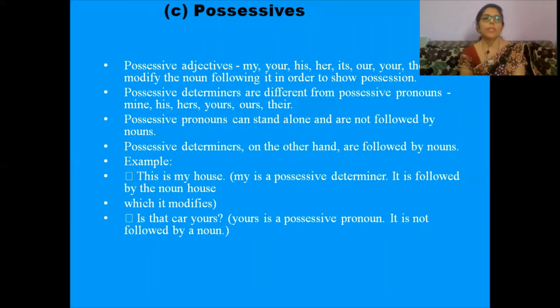It is followed by the noun house. So if we are using a determiner, then it will be followed by a noun which it modifies. So, is that car yours? Here, yours is a possessive pronoun and it is not followed by a noun. So this is the difference that you can observe.